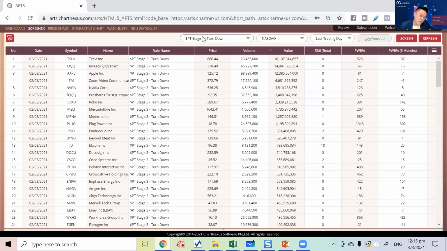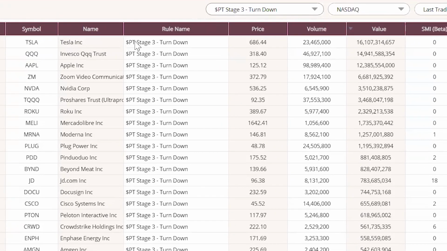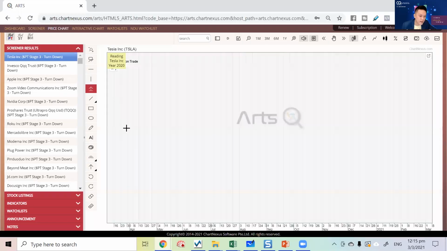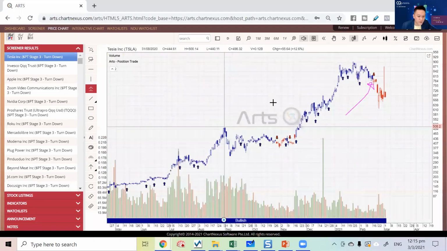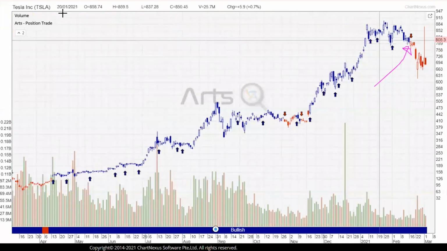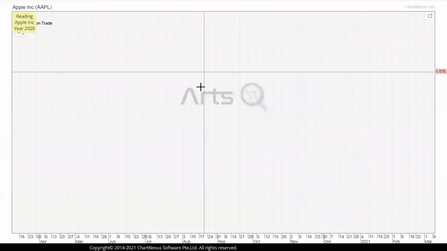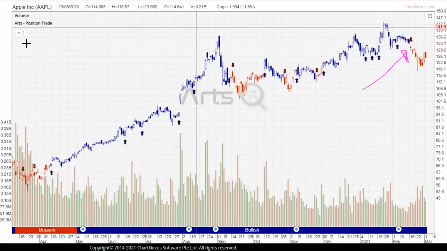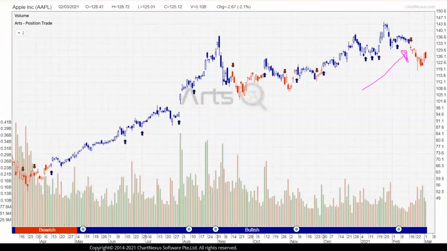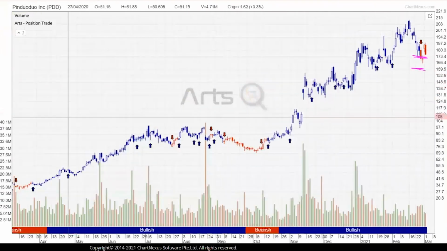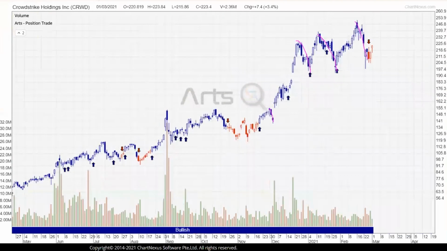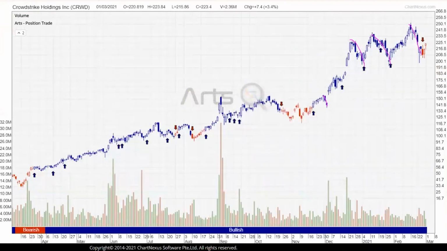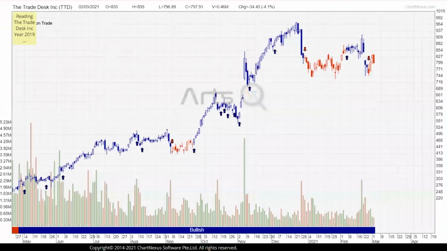Over here, if you look at this thing called stage 3, what do we see? We see Tesla, which was on the uptrend, and then recently it turned red. Apple, which used to be good and steady, recently turned red as well. Stocks like Pinduoduo have turned red. Stocks like CrowdStrike have turned red. Stocks like the Trade Desk, NetEase.